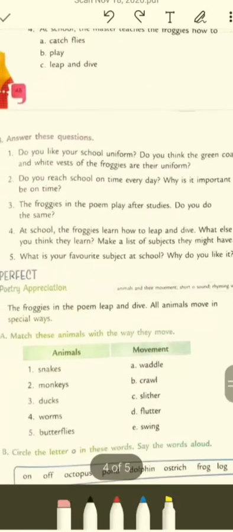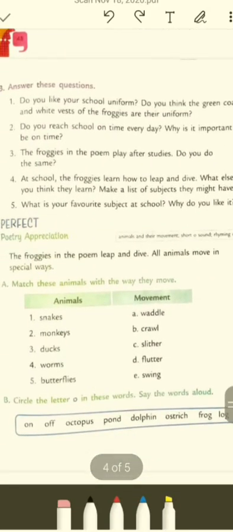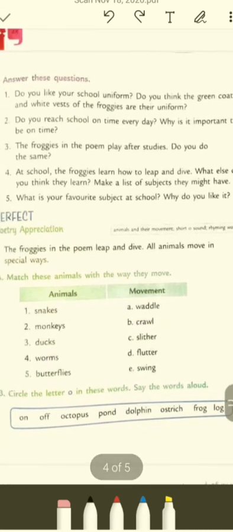Now let's move on to the next section. Answer the following questions. Like I've said, the answers have already been provided. We'll just try and summarize once for clarity of understanding. Okay. Do you like your school uniform? Of course you will like it. So this answer is for you.